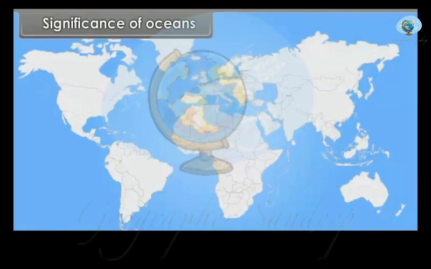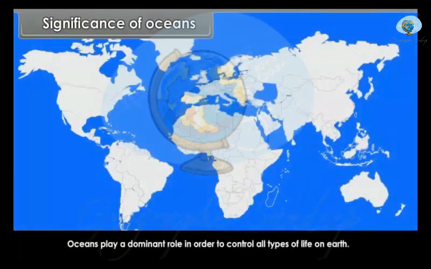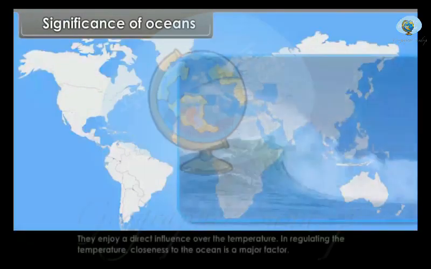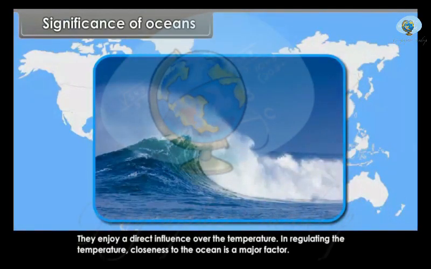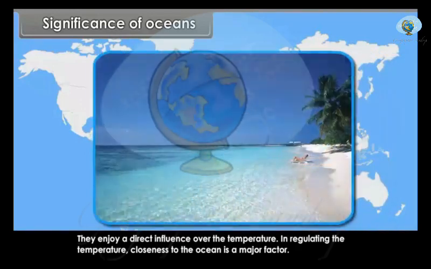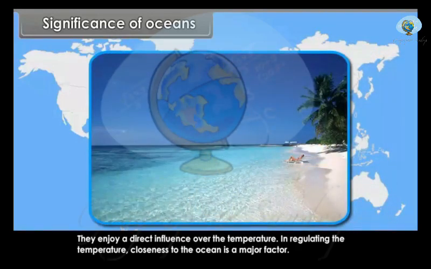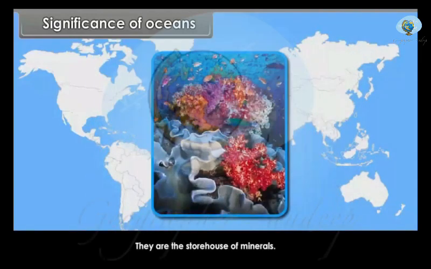Significance of oceans. Oceans play a dominant role in order to control all types of life on Earth. They enjoy a direct influence over the temperature. In regulating the temperature, closeness to the ocean is a major factor. They are the storehouse of minerals.